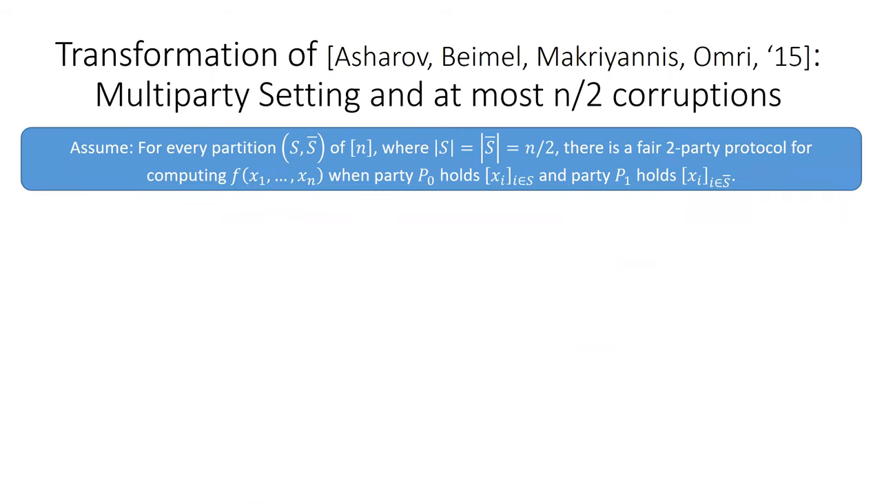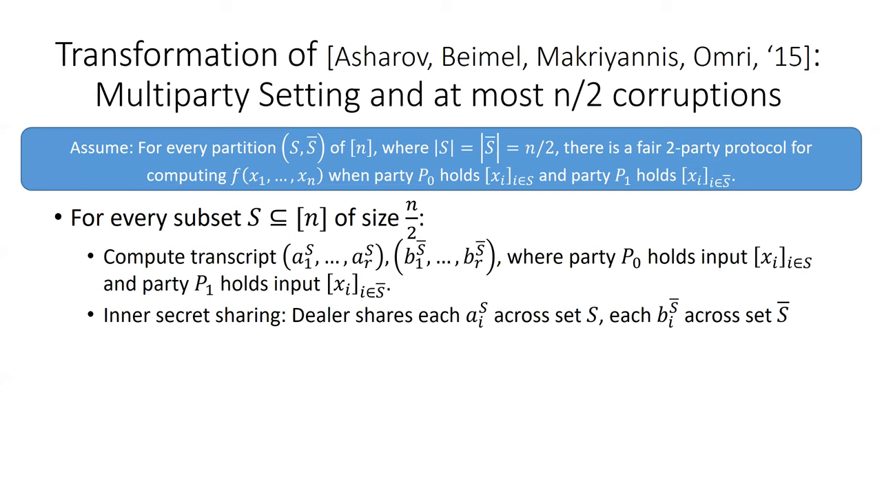So let me talk briefly about the prior results. Asharov et al. showed a transformation from the two-party dealer model to the multi-party setting with at most n over 2 corruptions, with some assumptions on the underlying functionality f. And just briefly, the way that their transformation works is that the dealer is going to compute, for every possible subset S of the n parties of size n over 2, a pre-computed transcript of A's and B's, where we assume that party P0 holds inputs x_i for i in S, and party P1 holds input x_i for i in the complement of S.